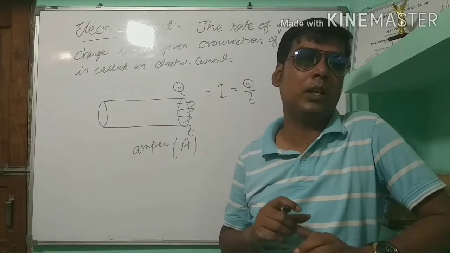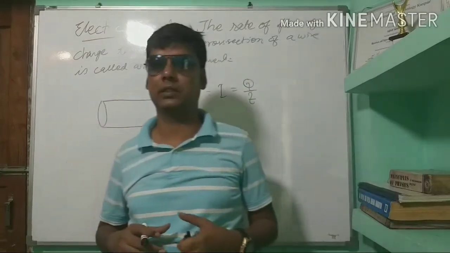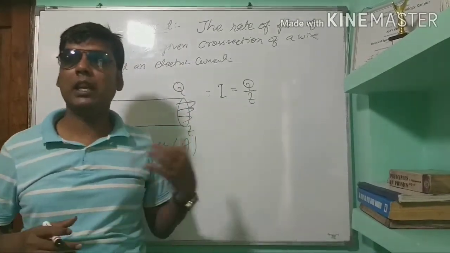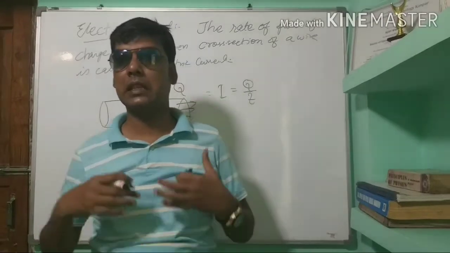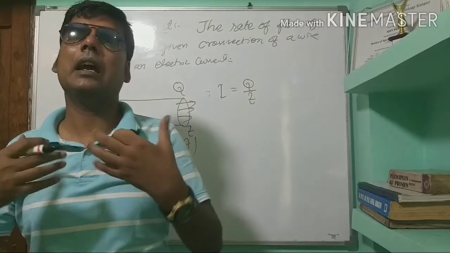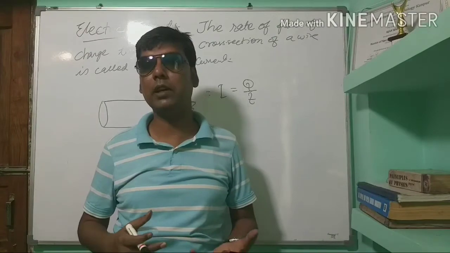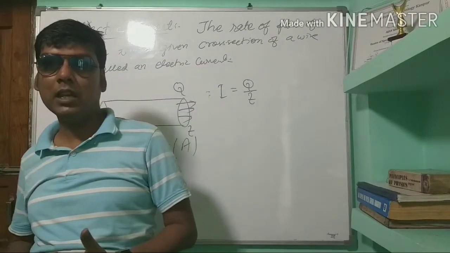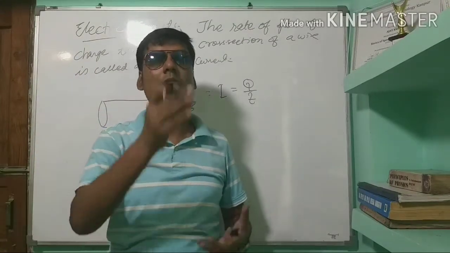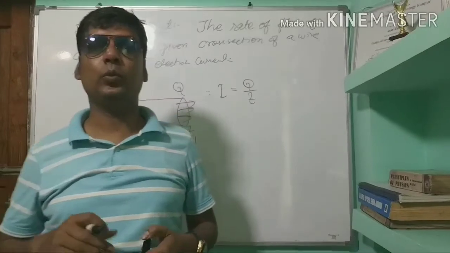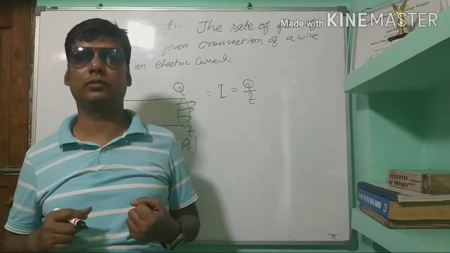You might have observed, when water flows in a river, we call it current of water. In the same way, when electrons or charge flow through a conductor, we call it electric current. Actually, we take the direction of current opposite to the direction of flow of electrons.